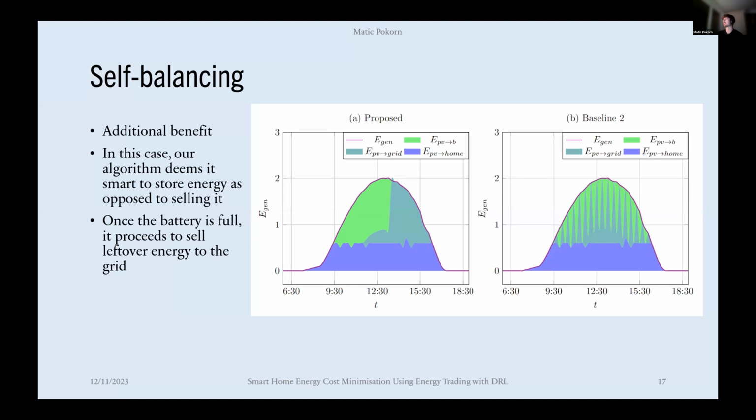And here on the right, you can see baseline 2, which doesn't learn anything, it just goes through it randomly. And our solution can do it smartly, of course.